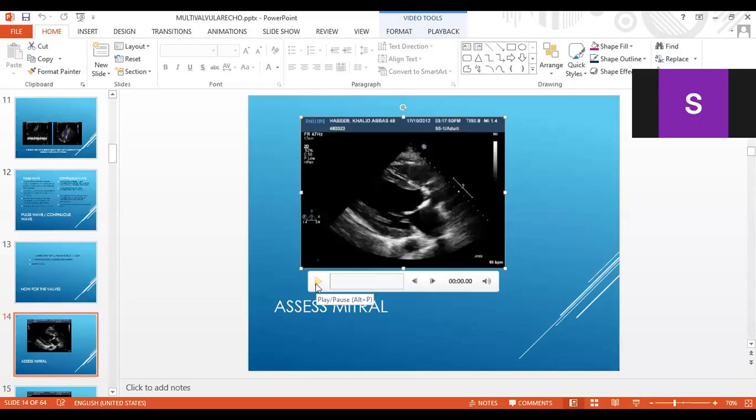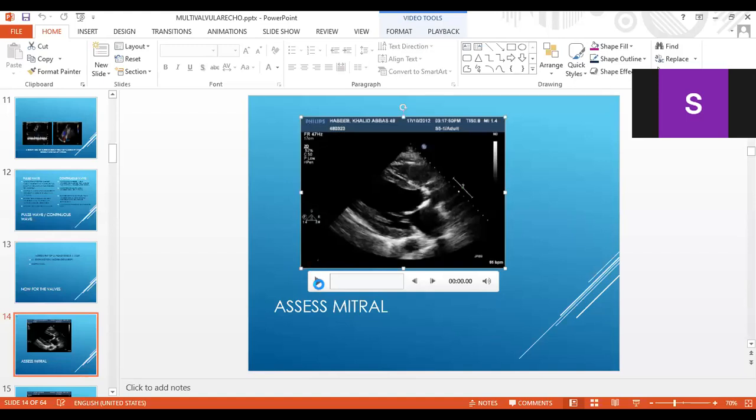And let me just start talking from here onwards. So this is a mixed lesion where there is a mitral valve disorder and there is an aortic valve disorder too. Now, this is a typical situation where it's not unusual. All of us face this all the time.